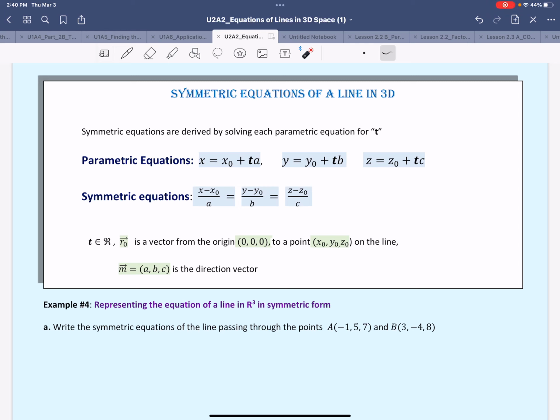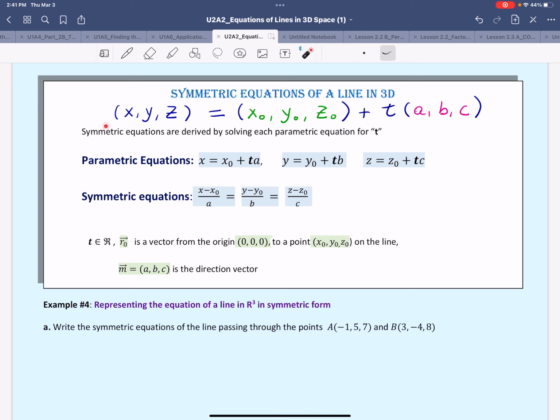Hello and welcome. We're going to take a look at symmetric equations of a line in 3D. Recall that so far we have looked at the vector equation of a line in 3D, which is (x, y, z), the coordinates of any point on the line, equals (x0, y0, z0), the coordinates of a starting point on a line, plus some multiplier t that multiplies (a, b, c), where a, b, and c are the x, y, and z coordinates of the direction vector.